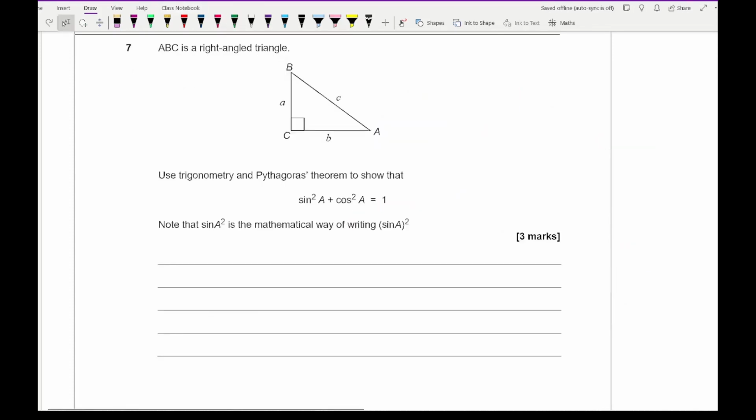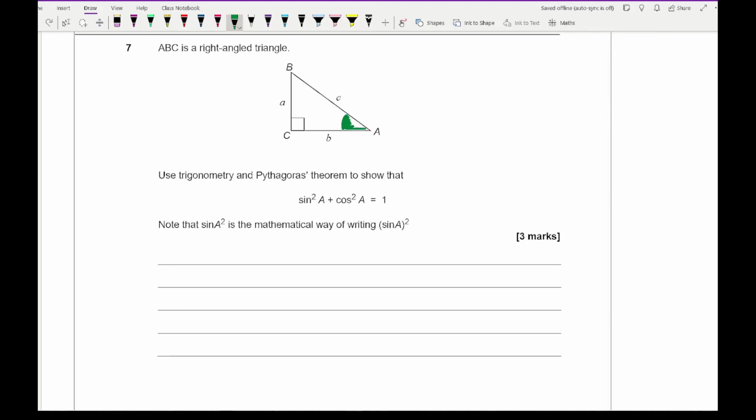So moving on to our last question, we look at trigonometry proof. It says that ABC is a right angle triangle. It says use trigonometry and Pythagoras' theorem to show that sine squared A plus cos squared A equals 1. Note that sine squared A is a mathematical way of writing (sine A) squared. Now, if you're studying further maths or you're ambitious of doing AS maths, this is a very, very common question.